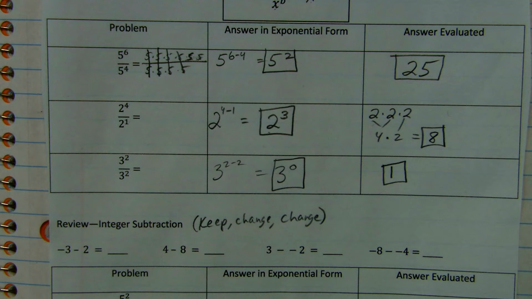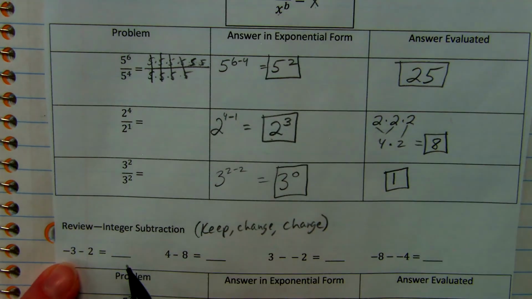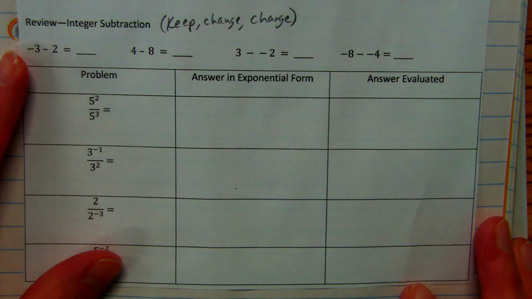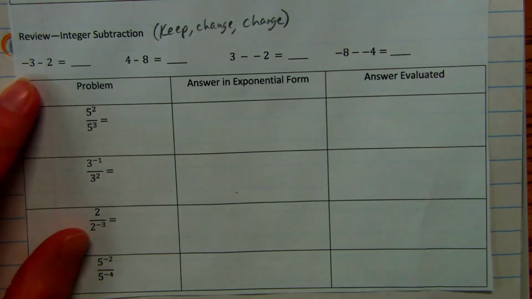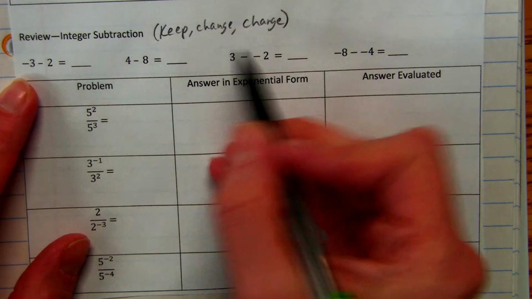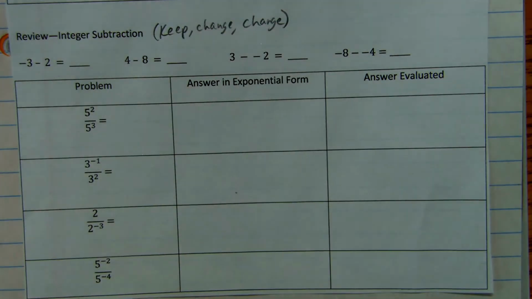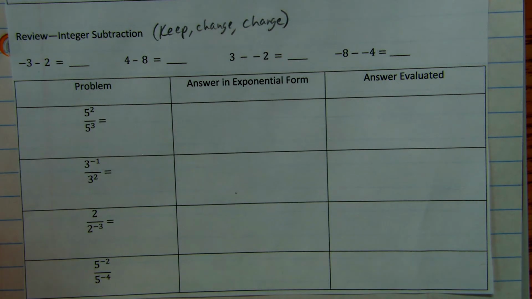But down here we're actually going to end up with some negatives sometimes. And so we're going to talk about how to do integer subtraction first. So we're about halfway through, and I'll get you the top half in a second. So when you're subtracting and you've got negatives in there, we do keep, change, change.